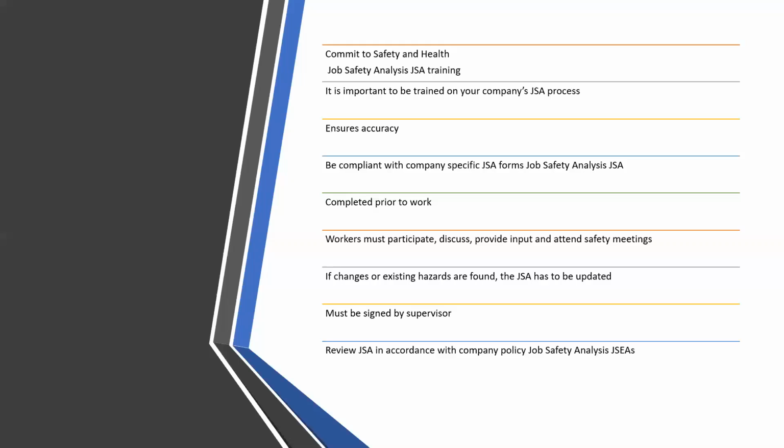And also if there's going to be any changes, so let's say something changes during the job, all of a sudden we've got to do it a different way, or some new hazards are found as you're working, then we have to go back and revisit that JSA and update it. It has to be a live document. At the end, it must be signed off by the supervisor approving it, and then every employee needs to sign off that they've participated in it, they've read the policy, they've read the document, and that they agree with it.